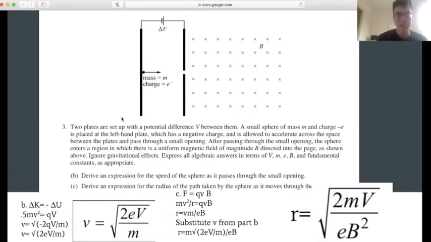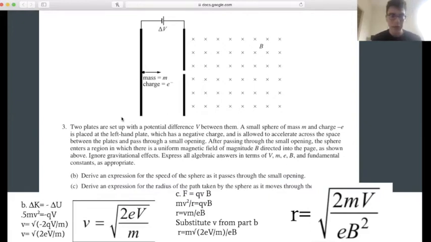So first we're going to derive an expression for the speed of the sphere as it passes through the small opening. And for this we'll use conservation of energy. So it's going to be converted from potential energy into kinetic energy. And so we'll see we have our equations here. One half mv squared is equal to negative qV, and we simply isolate for v and get this expression above.